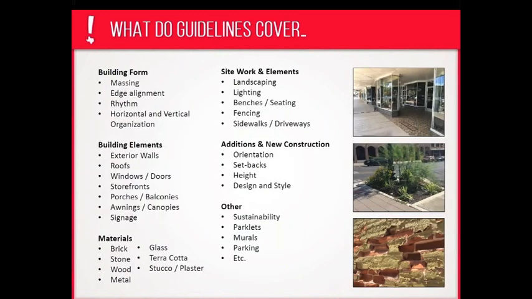All guideline documents should cover the basic parts of the historic buildings in your district. Look at an individual building from the front. Guidelines should cover everything you see: windows, doors, storefronts, canopies, roofs, walls, signage, etc. They should also discuss the basic form and massing of a building and how it relates to the buildings around it. This includes things like alignment with the sidewalk edge, organization of elements both horizontally and vertically, and rhythm of windows and placements of decorative features.